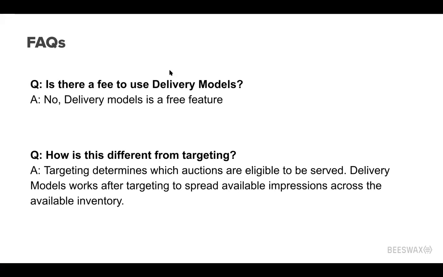Another question is, how is this different from targeting? So, targeting determines what is eligible to be served. Delivery models works after targeting to spread the impressions across the available inventory. So targeting is a superset, and then delivery models controls delivery within your targeting.